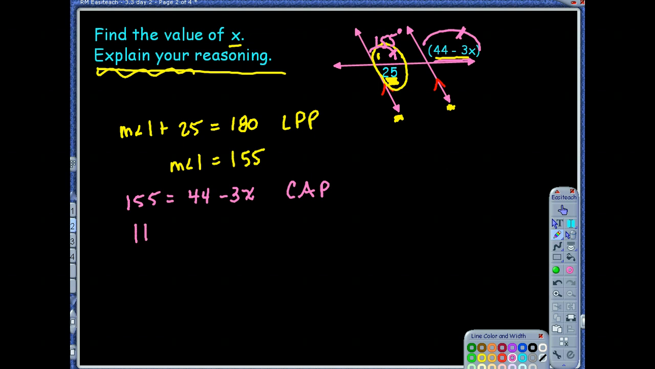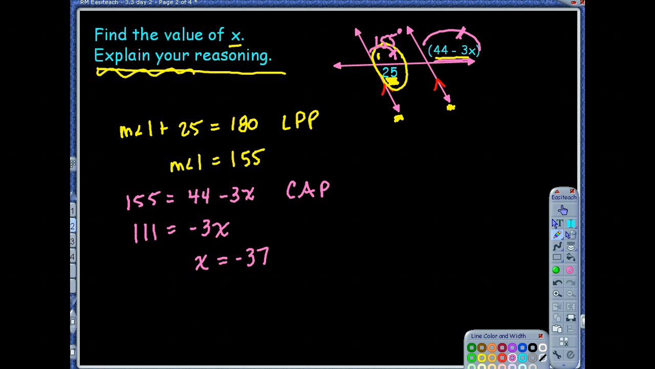So this is 111. 111 equals a negative 3x. And then when we divide by our negative 3, we're left with negative 37. Yeah. Now, it said find the value of x. We did it. Now, we get a value of x that's negative. Does that mean it's wrong?